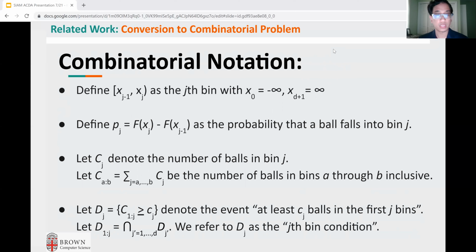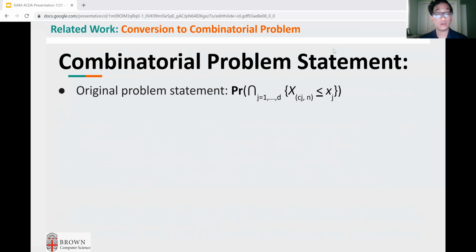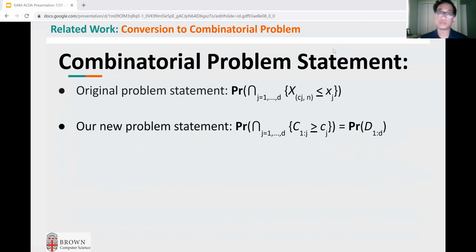Lastly, we define bin condition j, which we denote as D sub j, as the event that at least C sub j balls fall within the first j bins. We extend that definition such that D sub 1 through j denotes the intersection of the first j bin conditions. Okay, so with the notation out of the way, we can formally rewrite the original continuous order statistic problem into a combinatorial one, where we just need to compute the probability of satisfying every bin condition. Simple enough.